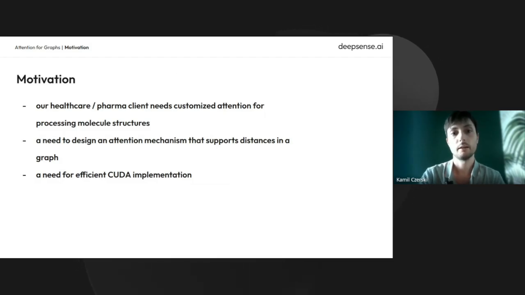Our motivation is the need of our client. The client is in healthcare pharma, and he's processing a lot of molecular data. These molecular structures are coded, the nodes are coded into features, and we need to support distances somehow. As we will later see, the baseline attention does not support distances. So we need, on an idea level, to propose and implement something.